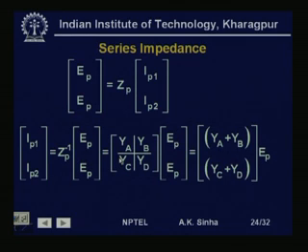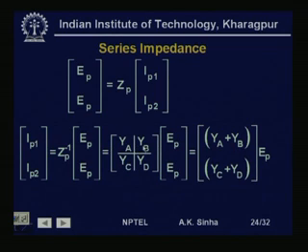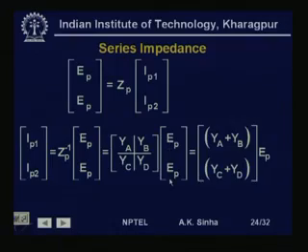Now, ZP inverse will be admittance, and this will again be a 6 by 6 matrix, which we can divide into 4 submatrices YA, YB, YC, YD, where each of these submatrices is going to be a 3 by 3 matrix. So, this is equal to YA, YB, YC, YD, EP, and this is equal to YA into EP plus YB into EP. So, YA plus YB into EP, and YC into EP plus YD into EP. So, YC plus YD into EP.